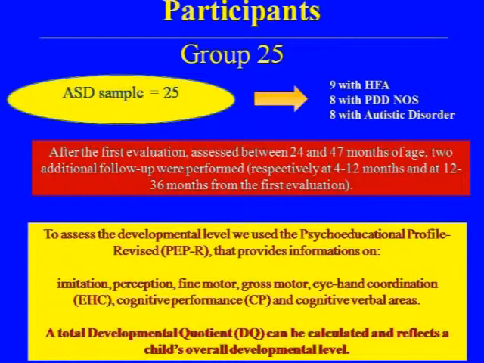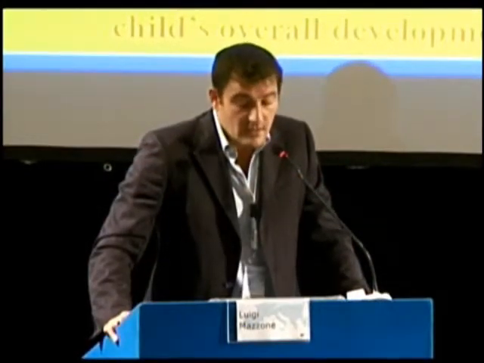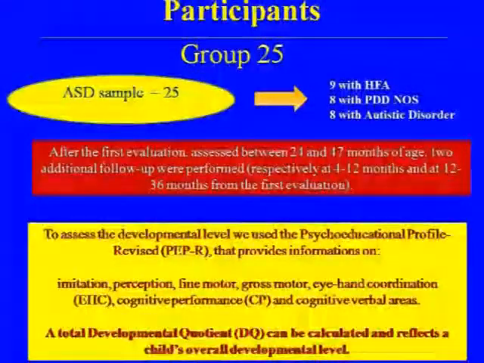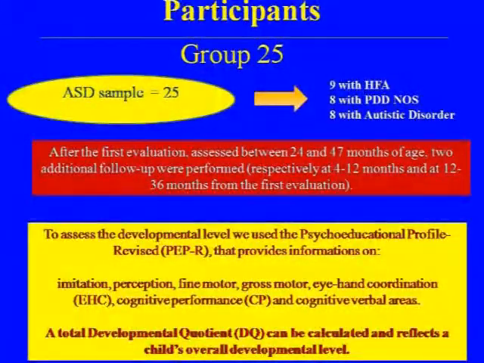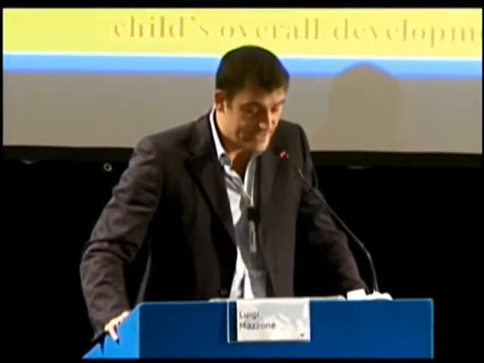Our group was composed of 25 children with ASD, in particular 9 with high functioning autism, 8 with PDD-NOS, and 8 with classic autistic disorder. We did a first evaluation between 24 and 47 months of age, and then we did 2 additional follow-ups, respectively at 4-12 months and 12-36 months from the first evaluation.